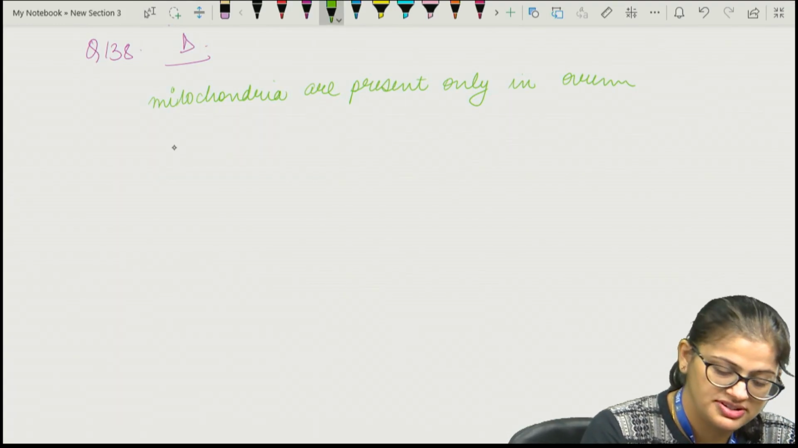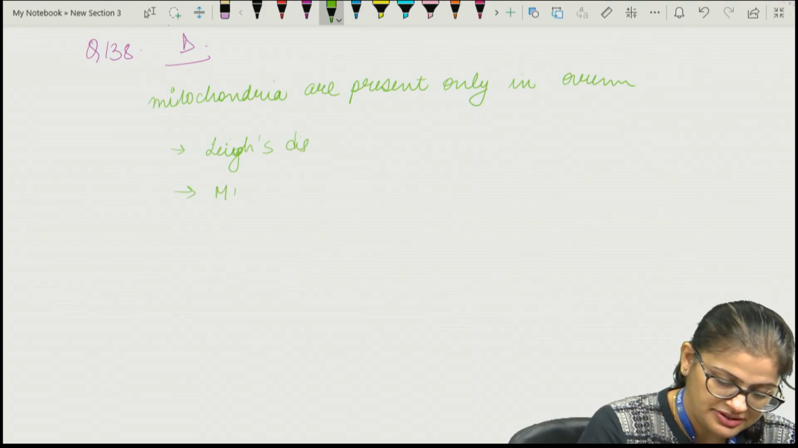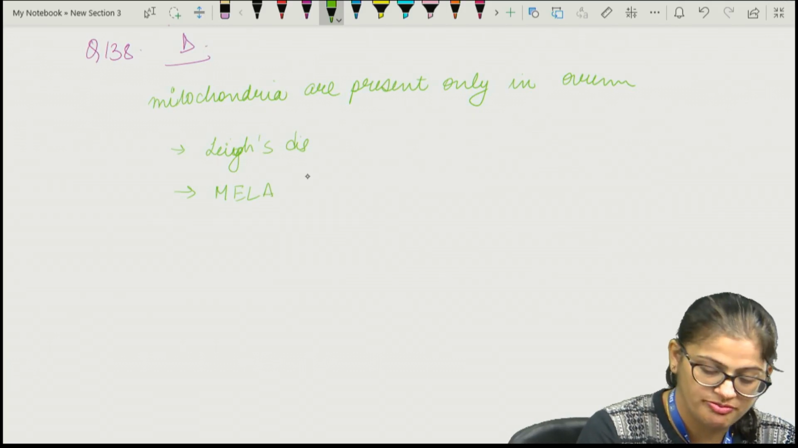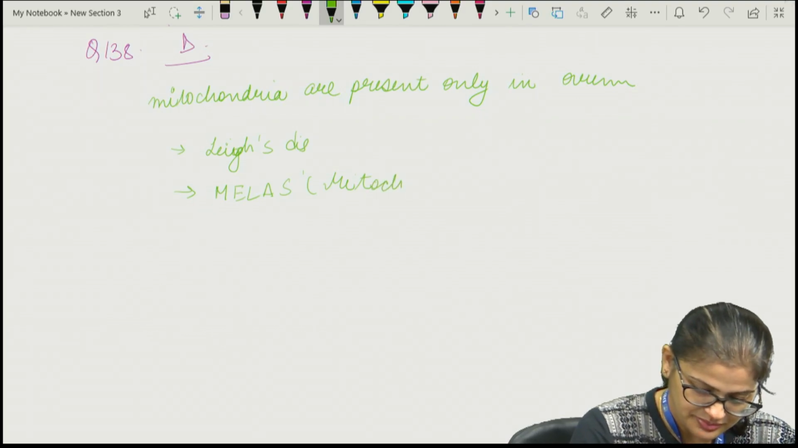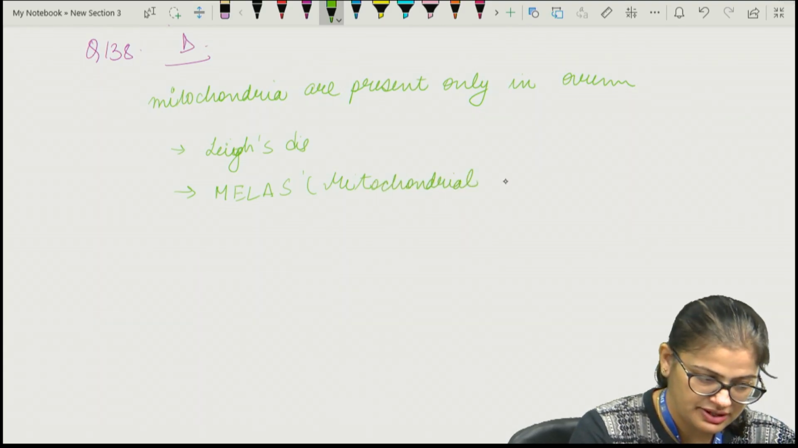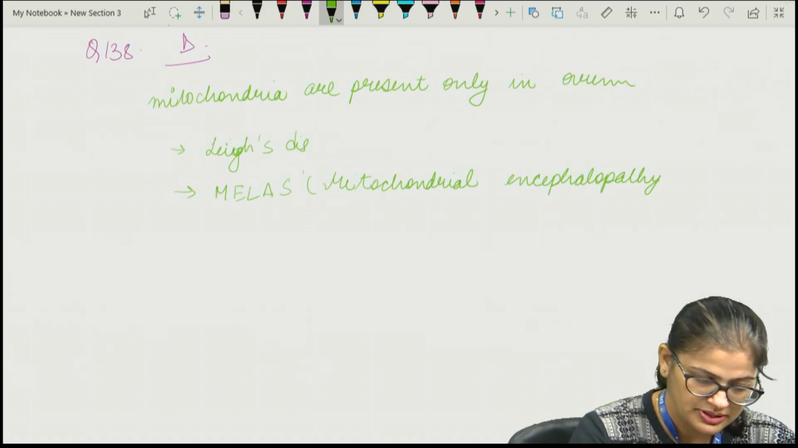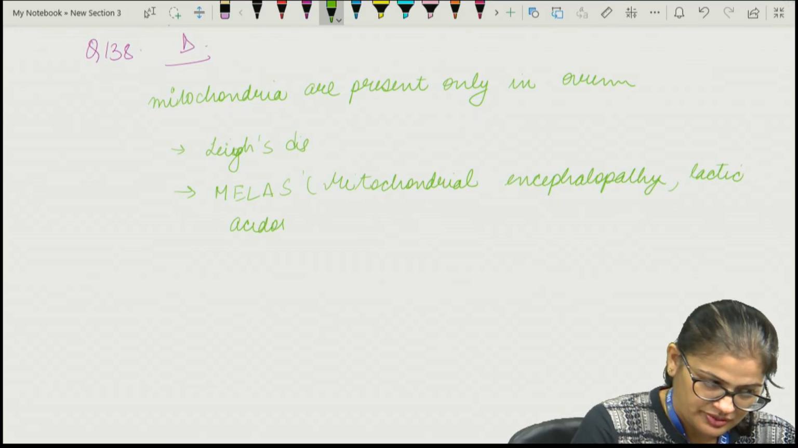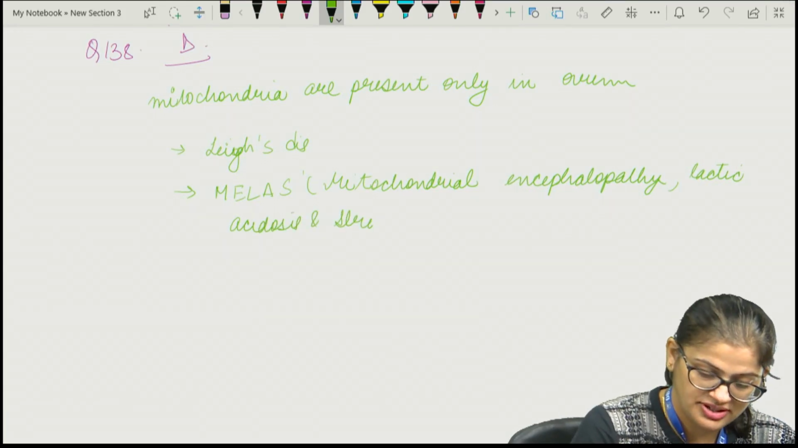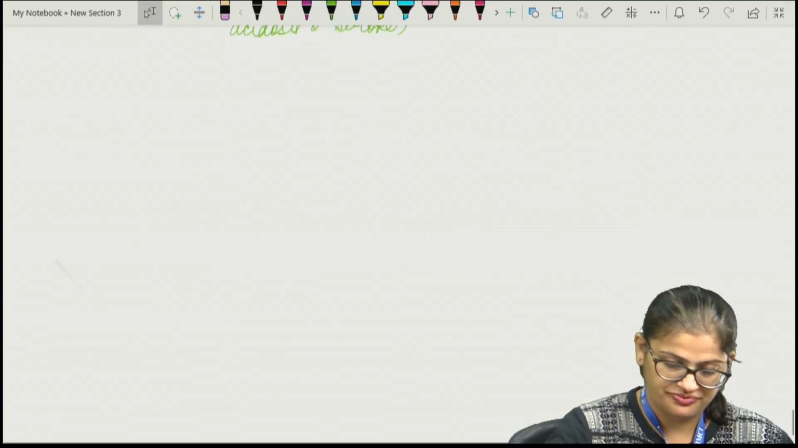Examples of mitochondrial diseases are Leigh disease, and a condition known with the acronym of MELAS, which is known as mitochondrial encephalopathy, lactic acidosis, and stroke. So these are examples of diseases which follow a mitochondrial inheritance.